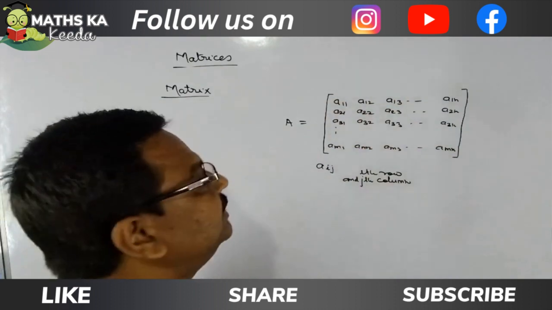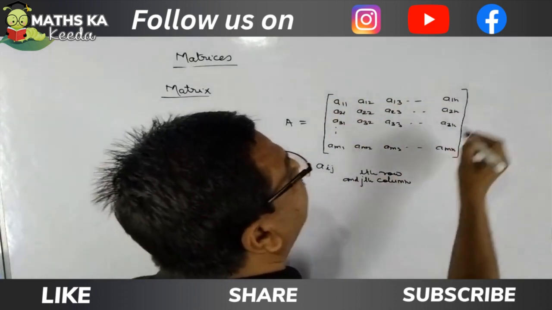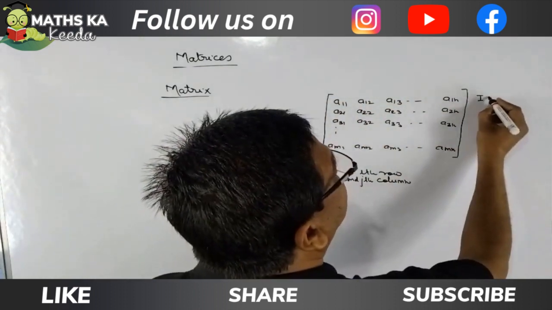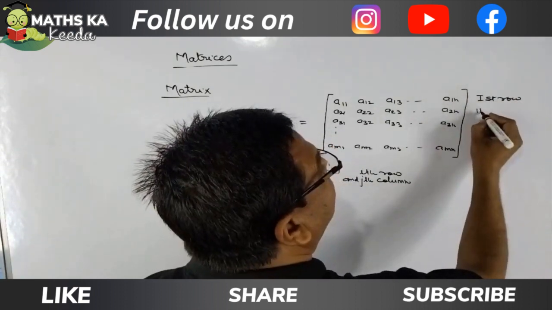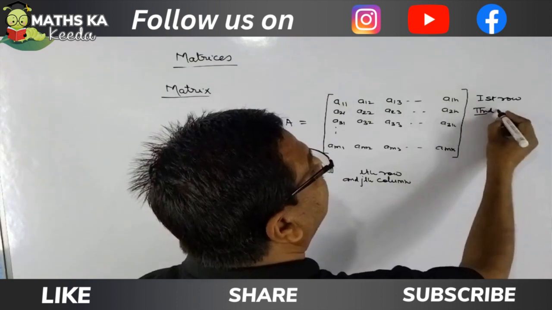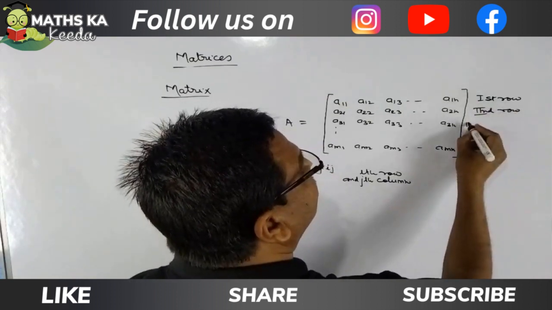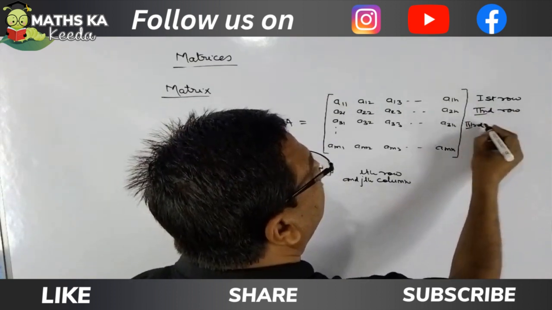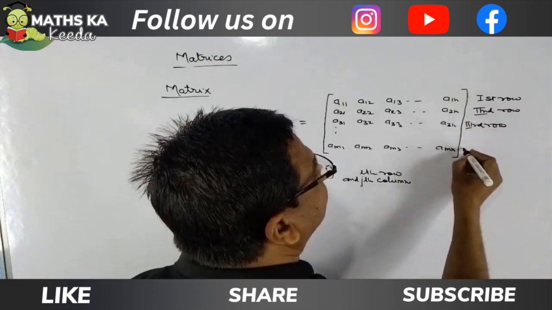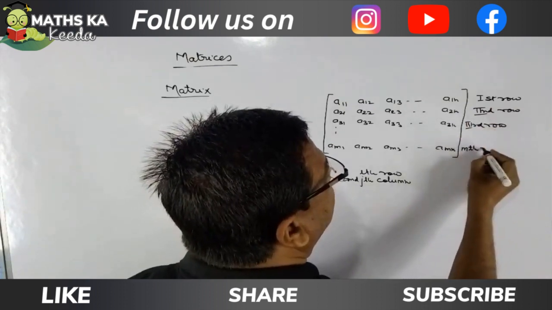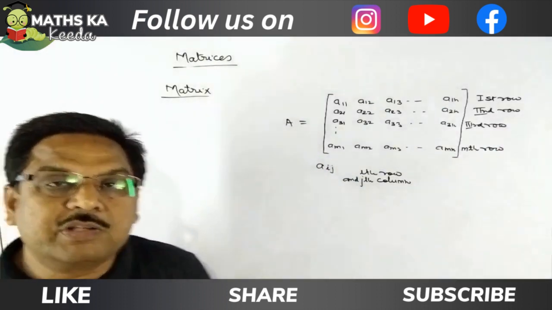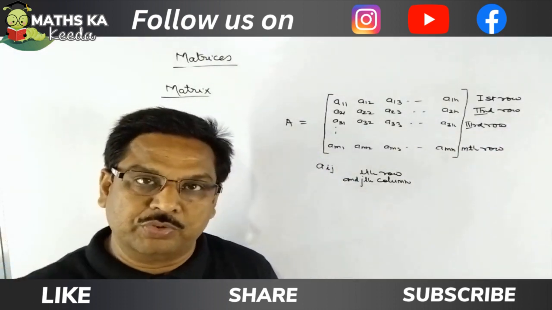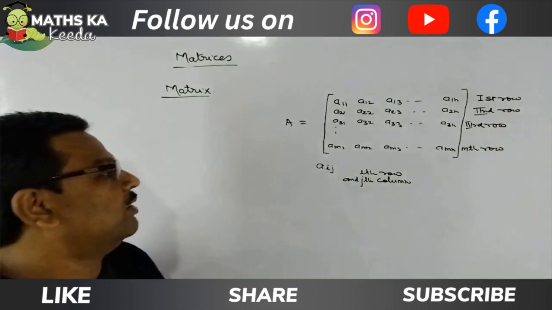And friend, in any matrix, horizontal lines are called rows and vertical lines are called columns. Consider this is the first horizontal line, so you can say first row. This is the second horizontal line, so second row. And this is the third row. And similarly here, this is your mth row. One more time, in any matrix, horizontal lines are called rows and vertical lines are called columns.